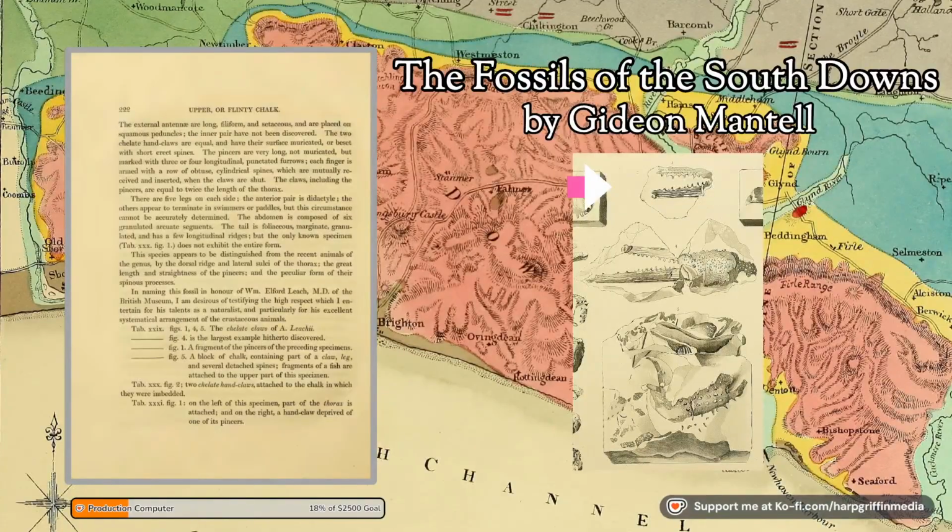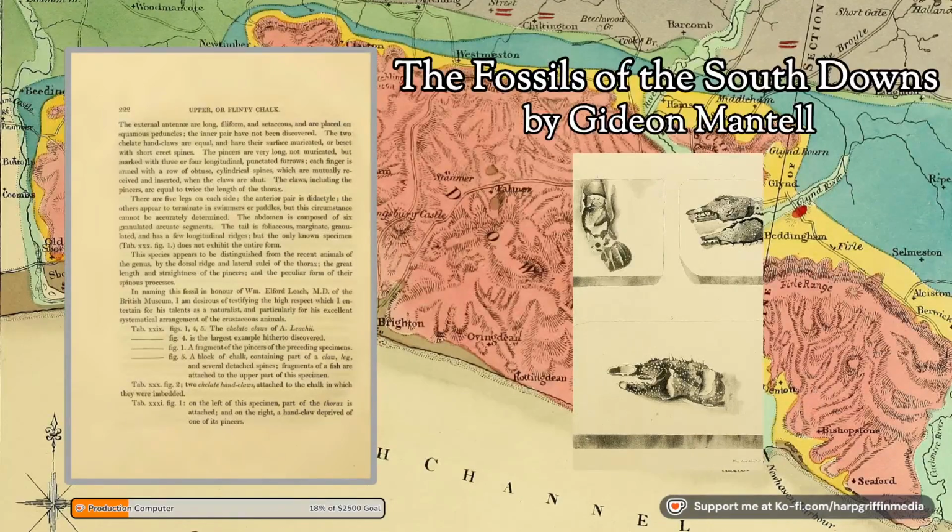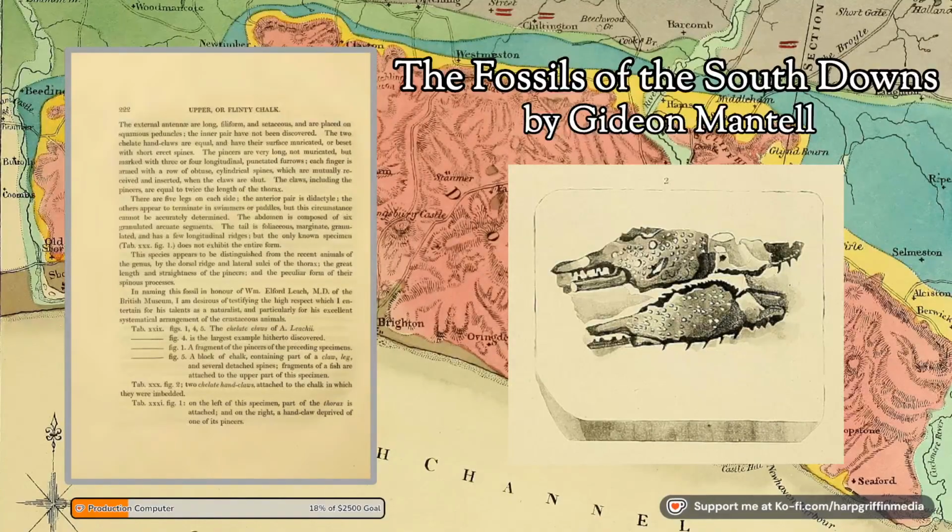Tablet 29, figures 1, 4, 5, the chelate claws of A. leachi. Tablet 29, figure 4, is the largest example hitherto discovered. Tablet 29, figure 1, a fragment of the pincers of the preceding specimens. Tablet 29, figure 5, a block of chalk containing part of a claw, leg, and several detached spines. Fragments of a fish are attached to the upper part of this specimen. Tablet 30, figure 2, two chelate hand claws attached to the chalk in which they were embedded.